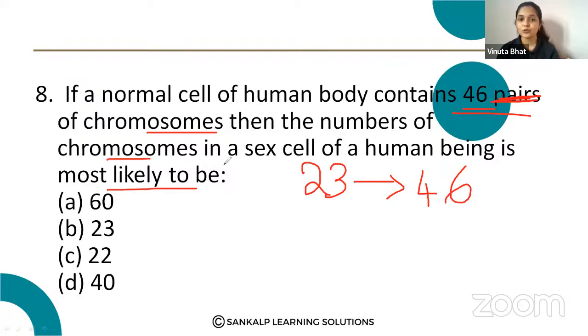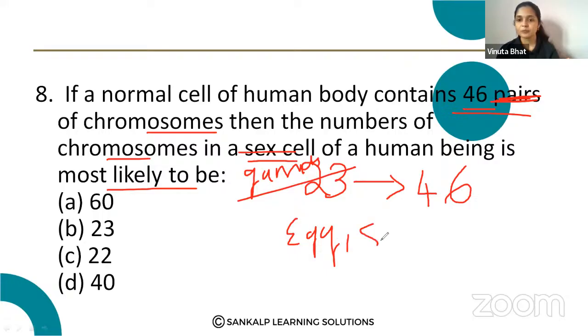Then the number of chromosomes in a sex cell. Sex cell means a gamete. Number of chromosomes in a gamete. A gamete may be an egg or a sperm. What is the number of chromosomes in a gamete of a human being most likely to be? In an egg or in a sperm, how many chromosomes will be present?